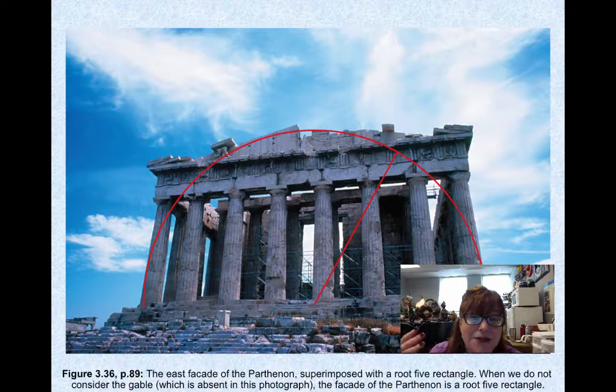So now we're going to look at the Parthenon, which is a Greek temple, and the Greeks were obsessed with proportion, not just in their statues of athletes, but also in their buildings. So here is the Parthenon, which is superimposed with the root 5 rectangle. And the gable would have been sitting on top of the temple, on top of the area that looks like it's all broken up. So if we don't consider that, the facade of the Parthenon is a root 5 rectangle.